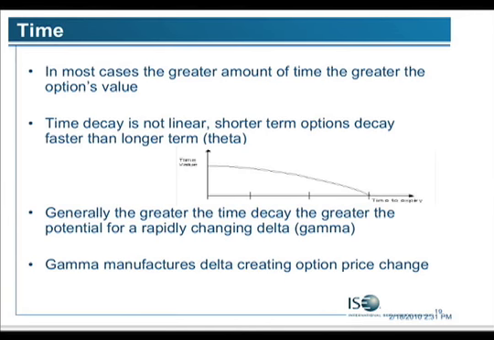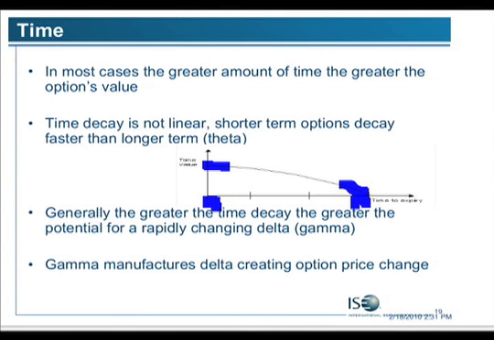Time. How does time affect an option? Well, time is not linear. Short-dated options are going to decay a lot more, like somewhere in here. Longer-dated options are going to hardly decay. You look at the slope of the line of a longer-dated option, let's say a 9-month option, versus a 1-month option. This one's hardly decaying at all, basically flat. It's very steep here.